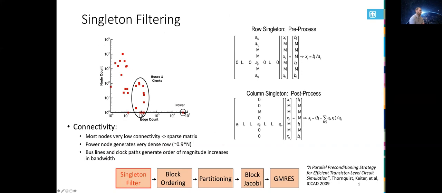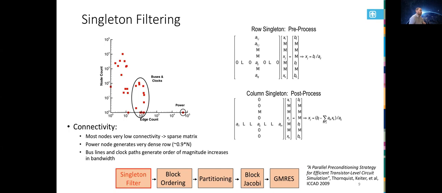Like, for example, a power node is often going to be connected to a really, really large number of transistors in the circuit, either directly or indirectly. And that's what this histogram is showing. Other things like buses and clocks won't be connected to quite as much as a power node, but they'll be connected to lots of things. And then there are other types of things that are connected to less and less. Most nodes in the circuit aren't connected to very many things.